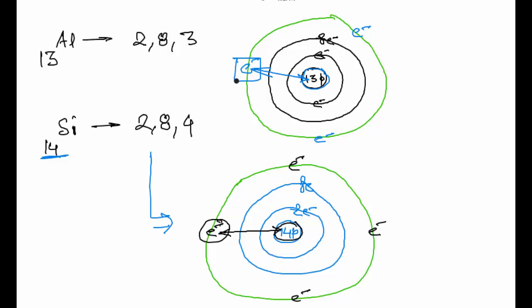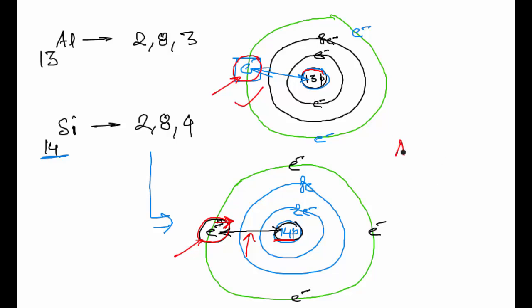So just think about one individual electron, in which case the electron will face more force of attraction. Here this electron is facing the attraction force of 13 protons, and here this electron is facing the attraction force of 14 protons. So here the force of attraction is more than in this case. That's why this electron will come a little nearer to the nucleus, and in that case your size will decrease.